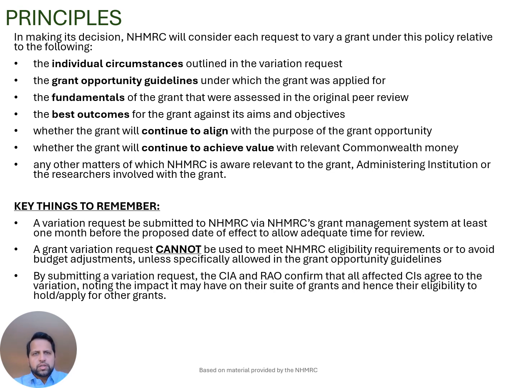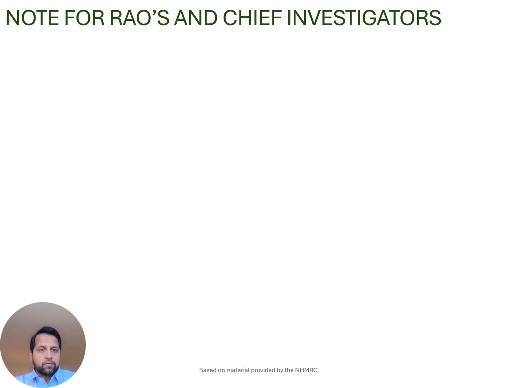So a variation request needs to be submitted on NHMRC's grant management system, which is Sapphire, and that needs to be submitted at least 30 days in advance prior to the date you want your desired effect to come into action. So let's say, for example, you want a variation to come into action 30 days from now. So you have to submit the request now, allowing enough time for NHMRC to action your request. Also, it has to be submitted to the RAO, and the RAO will further submit it to NHMRC.